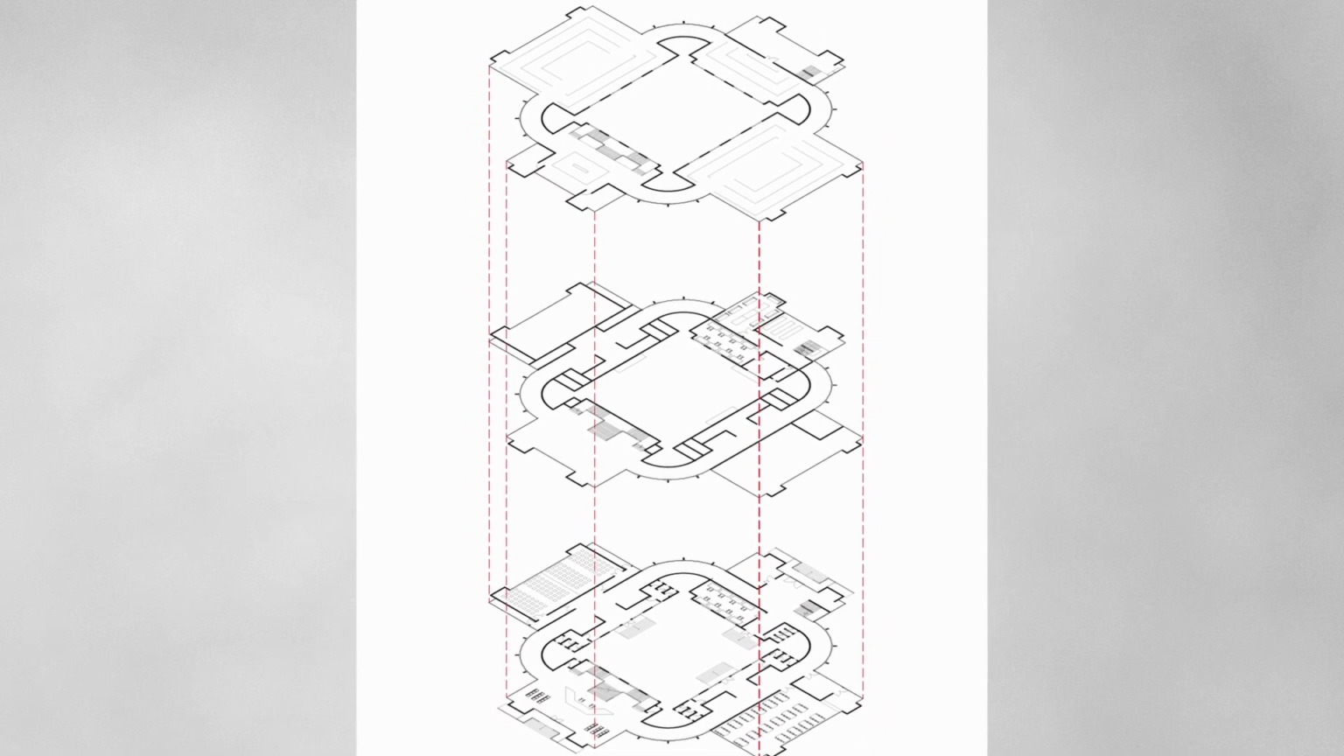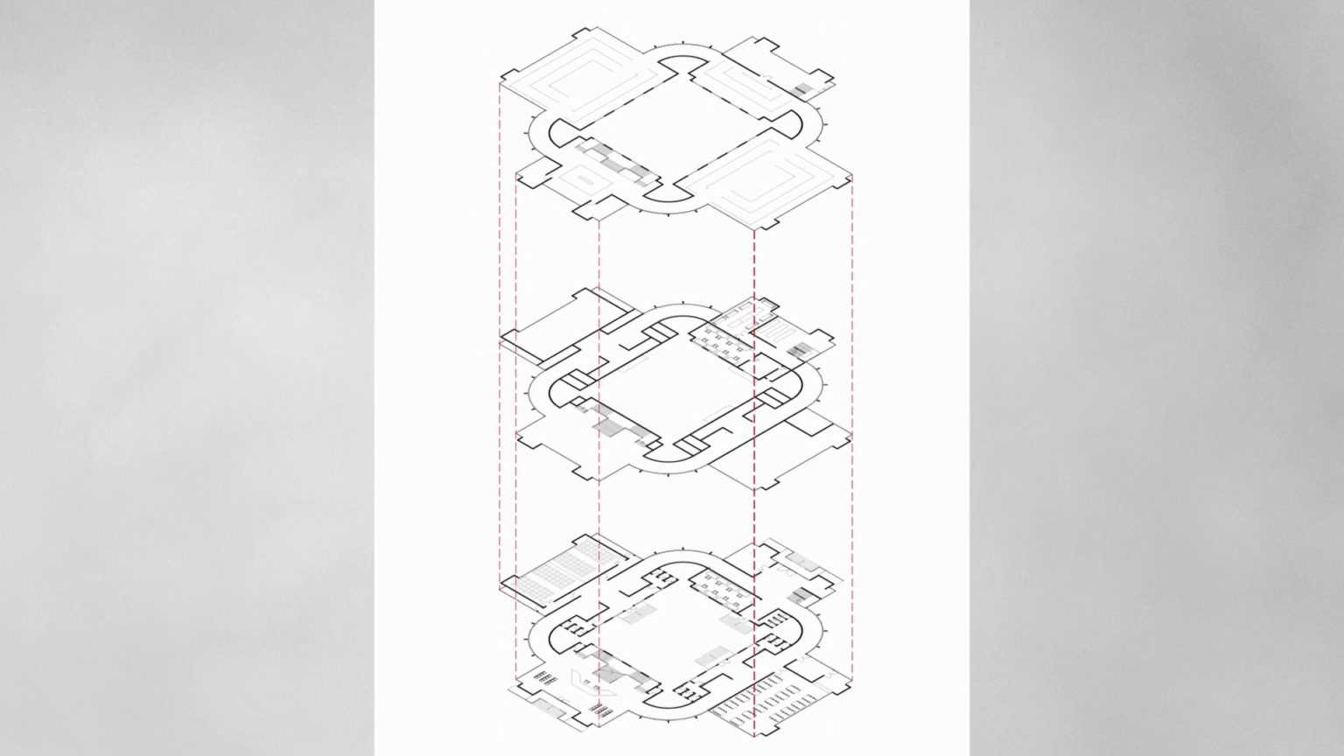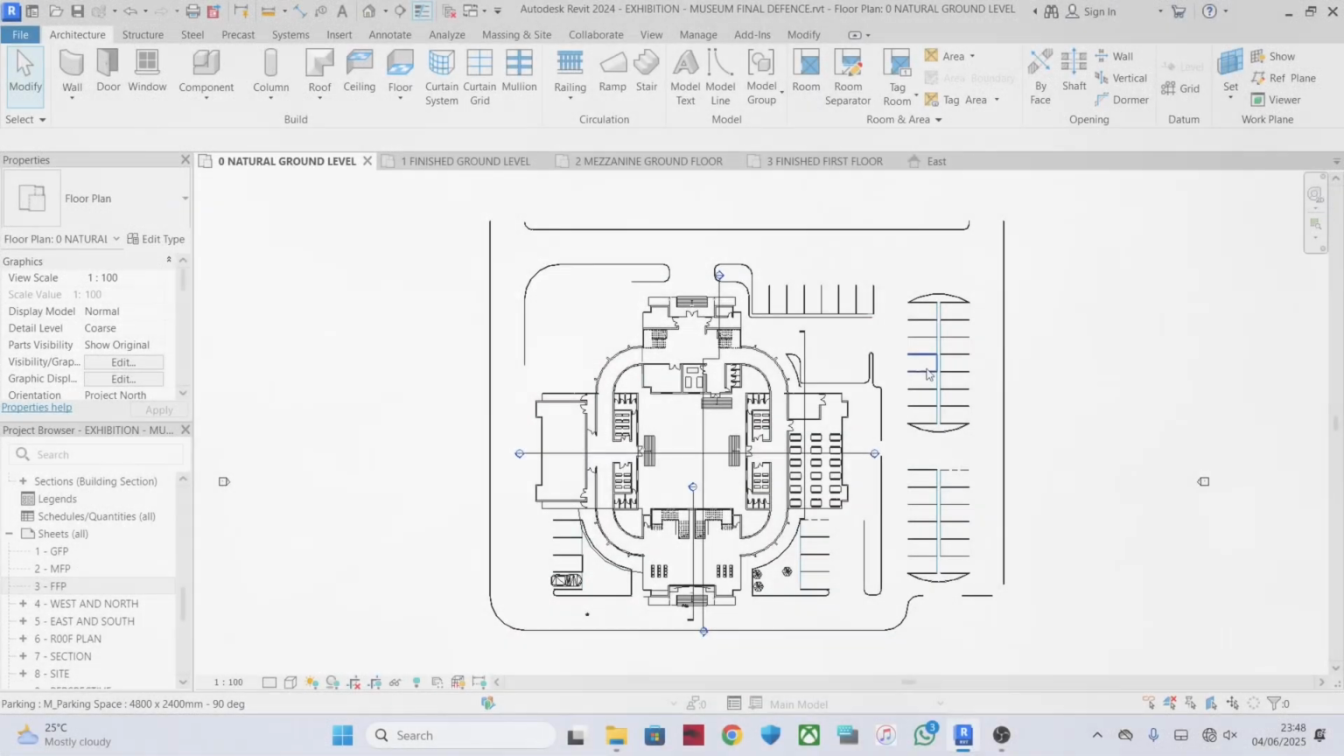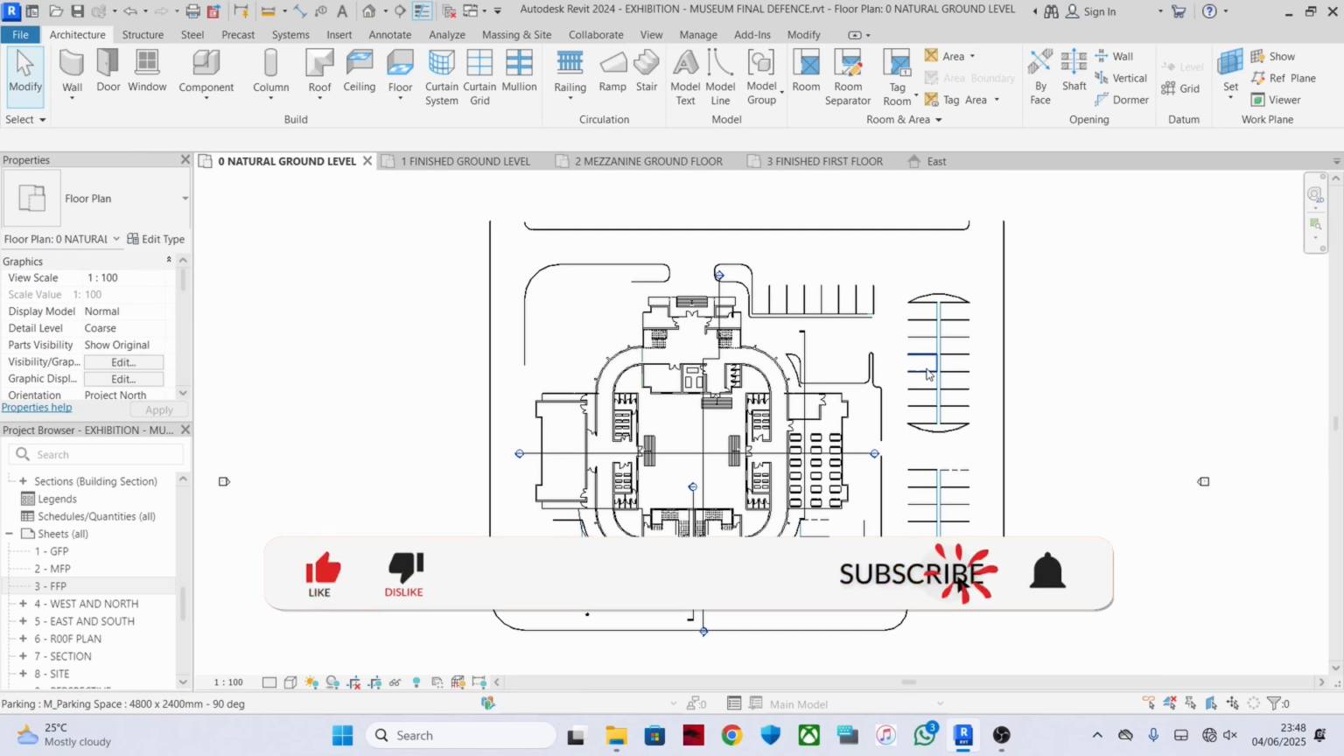I'll be showing you how to create an axonometric or isometric floor plan in 5 easy steps. This is going to be a very short and easy tutorial to follow along, so let's get into it.